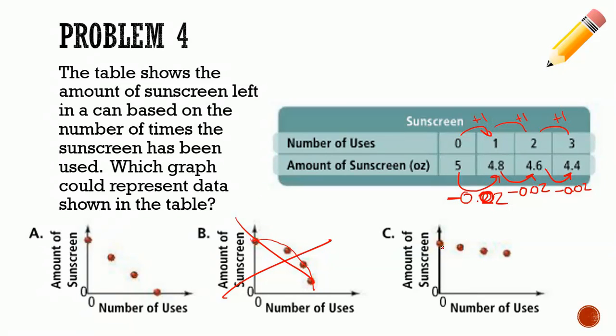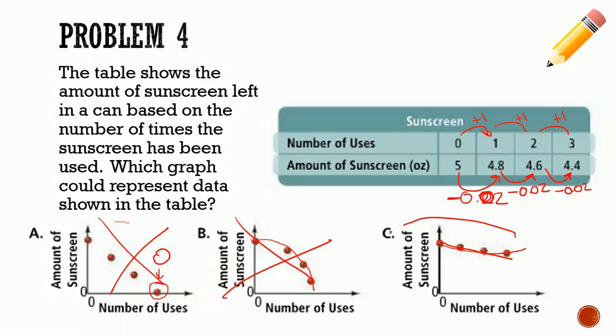And C, notice how it's starting to make an upward trend, or just level off. That's not going to happen, right? The amount of sunscreen I'm going to use, it's going to keep going downwards. But at the same time, this does look straight. And if you look over here at this one, it says that this is the 4th data point, and I'm already at 0 amount of sunscreen, right? That's not the case. So I know it can't be A.